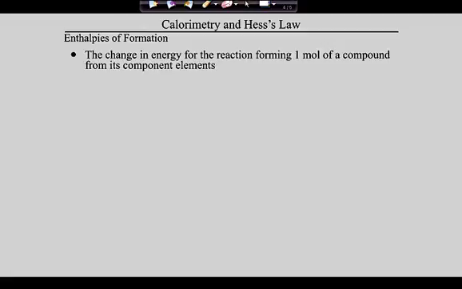By definition, it is the change in energy for the formation of 1 mole of a compound from its component elements. Doesn't that make sense? That's why we call them formations. How much energy is needed to make a mole of a substance from its component elements? Guys, it's abbreviated like this. Delta H naught sub F.